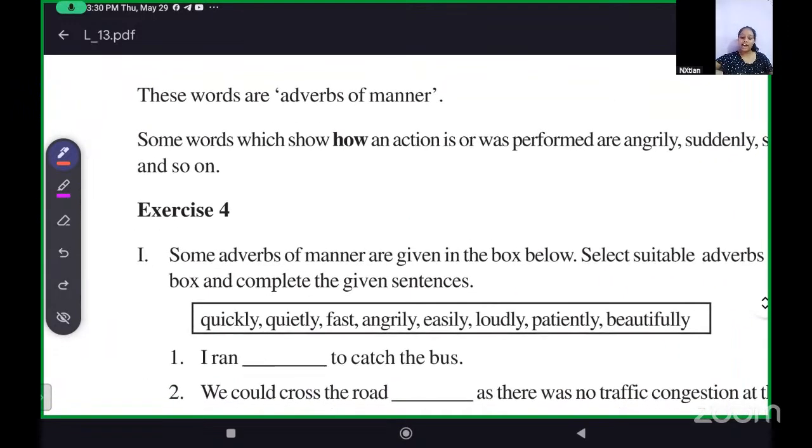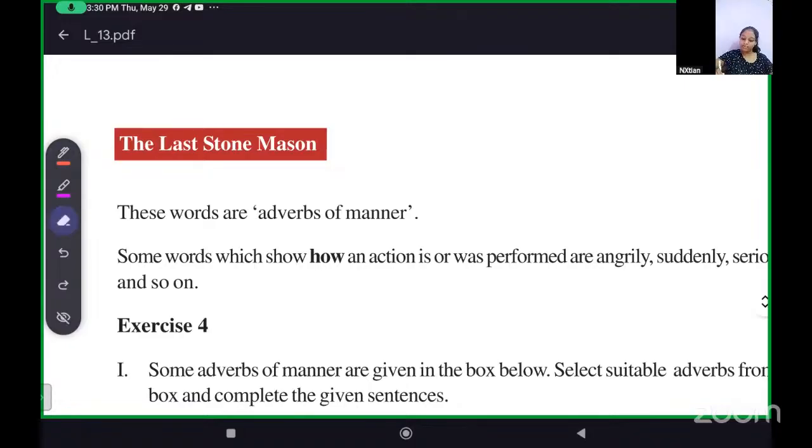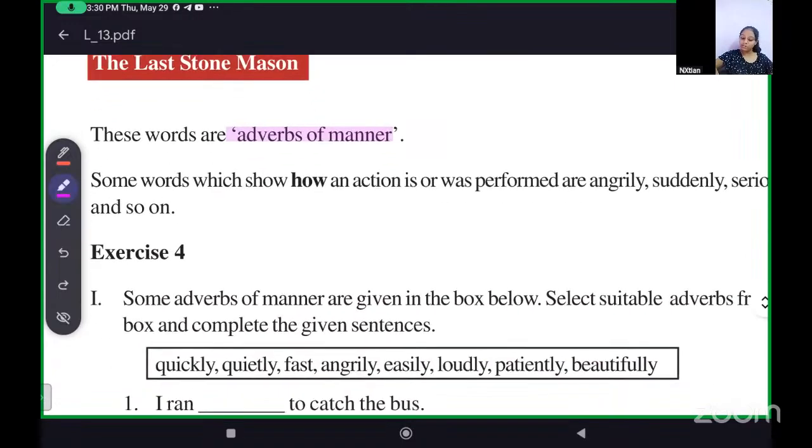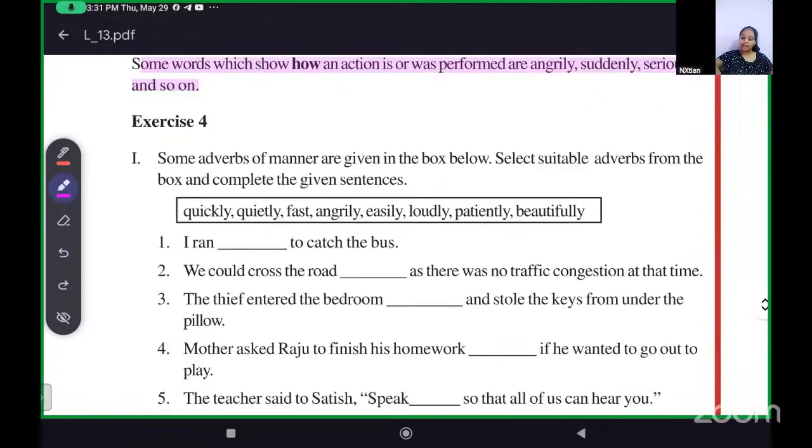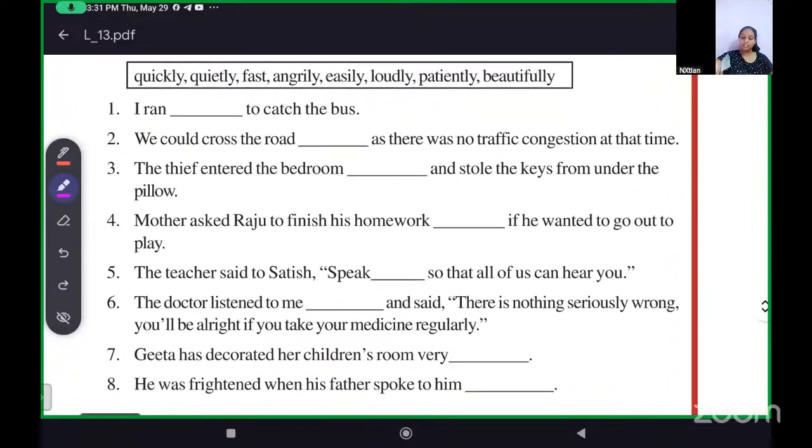These words are called adverbs of manner. Okay? They are called adverbs of manner. Some words show how an action is or was performed, are angrily, suddenly, seriously, and so on. These all words show how an action was performed, okay, or is being performed. So here are some adverbs of manner: quietly, quickly, fast, angrily, easily, loudly, patiently, beautifully. Try this out right now. Okay, then we'll be discussing.